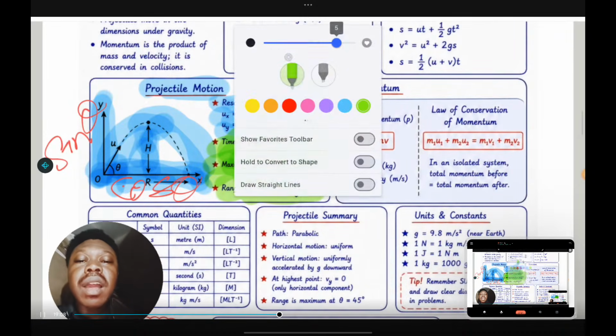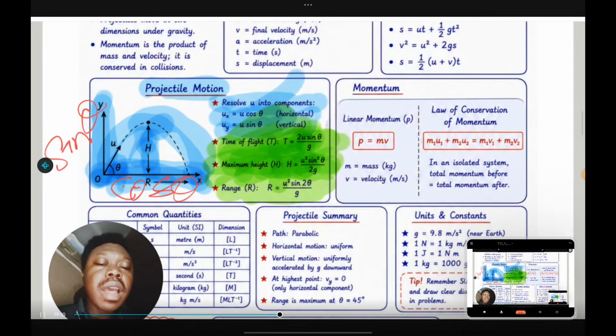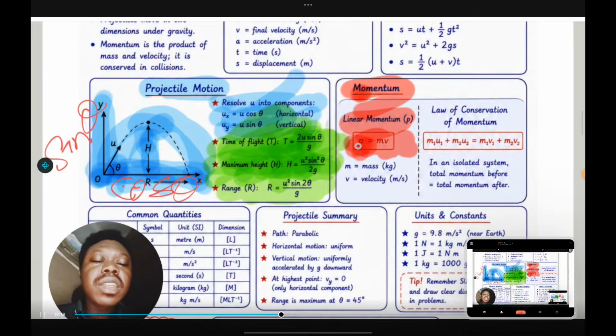Very important. Now, let me capture momentum, even though I put this in one of the topics. Momentum: we have linear momentum, P equals mv. This P represents momentum, not power. Is that clear? Our m is mass and our v is velocity. So mass multiplied by velocity gives you momentum.